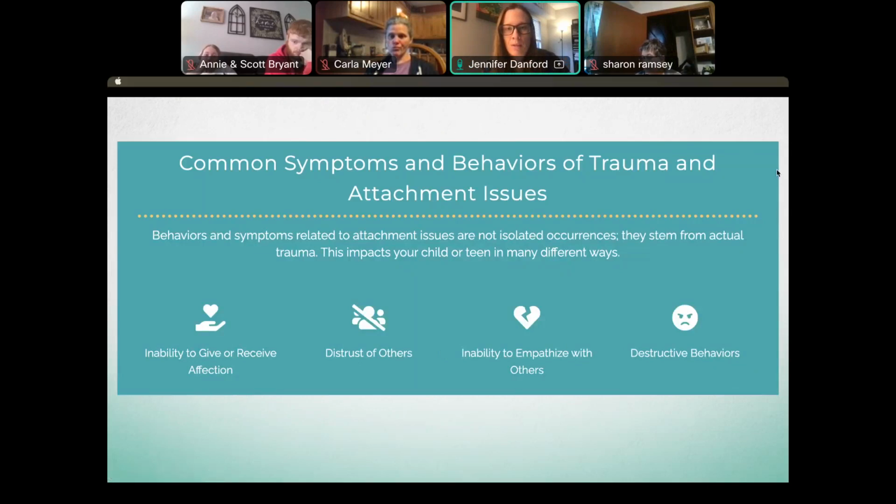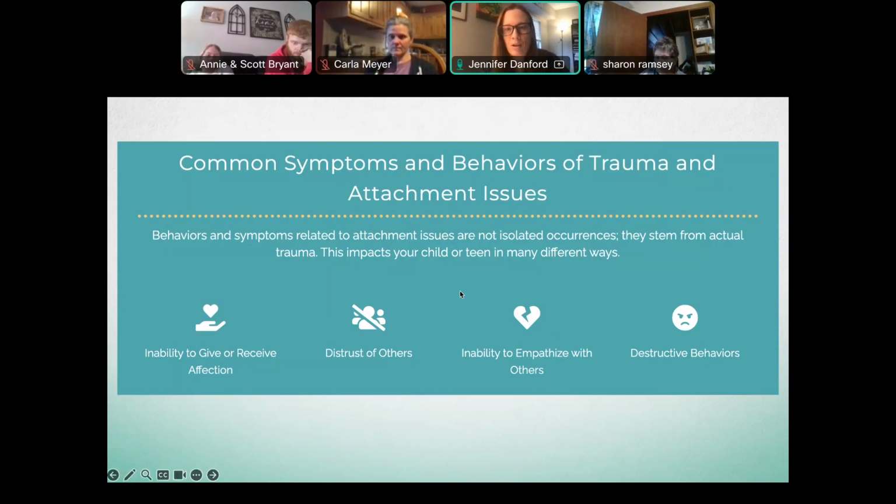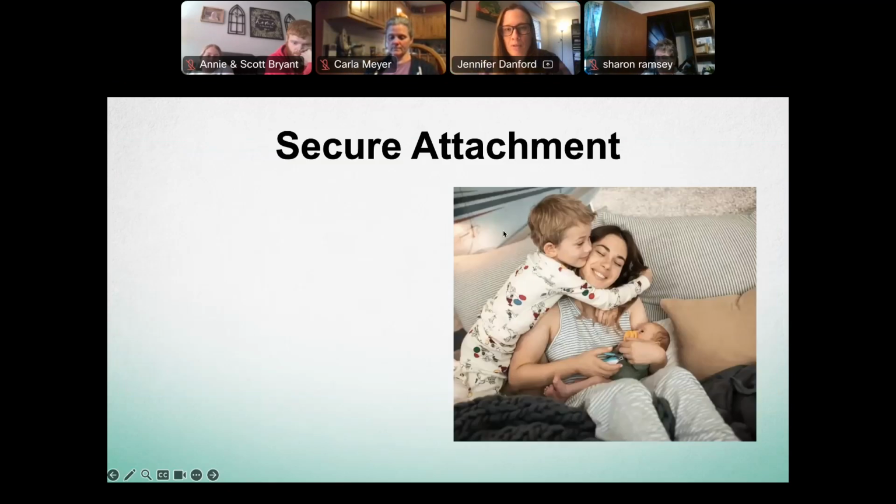So there are some common symptoms and behaviors of trauma that happens in attachment. We'll talk more about these, but some of these are inability to give or receive affection, not trusting others is a big one, not being able to empathize with others. We see that in our kids and we get pretty scared, like they just can't understand that their friend is hurting because of something they did to them or their sibling. And then just outright destructive behaviors. I think we start seeing those behaviors and we get kind of frightened, like, what do we do? Is it too late to do anything? What happens next?